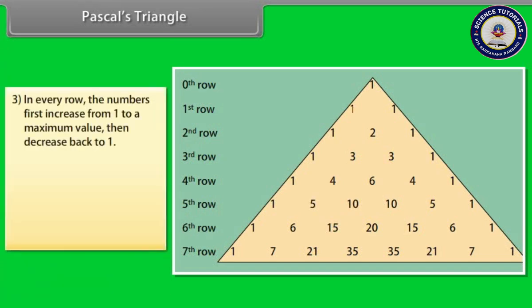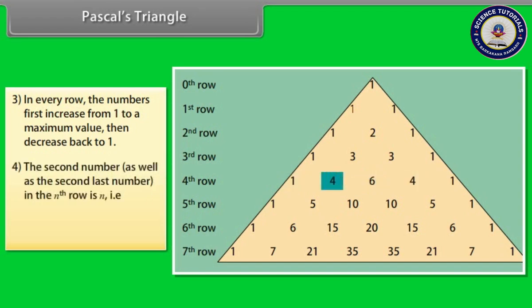In every row, the numbers first increase from 1 to a maximum value, then decrease back to 1. The second number as well as the second last number in the nth row is n, that is, nC1 = nC(n−1) = n.